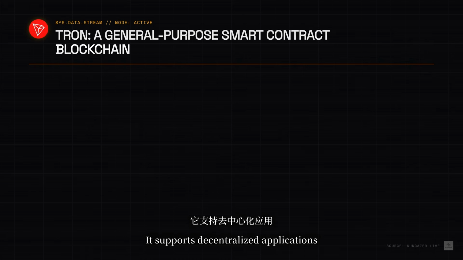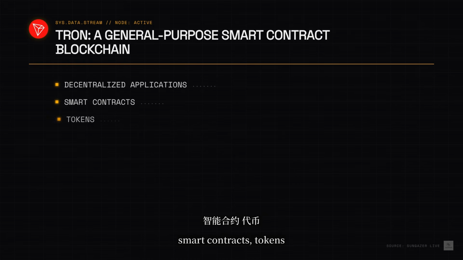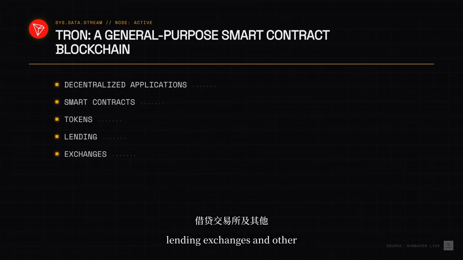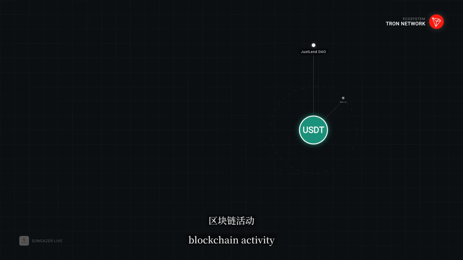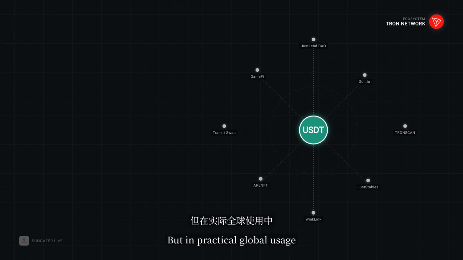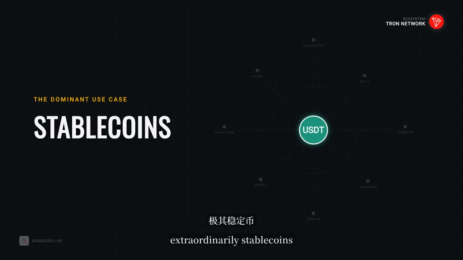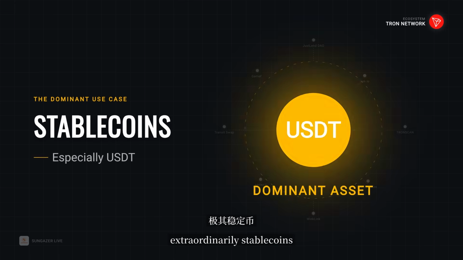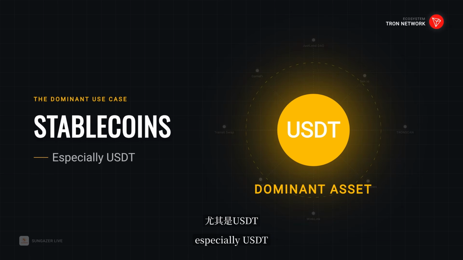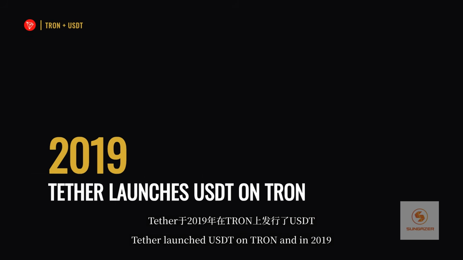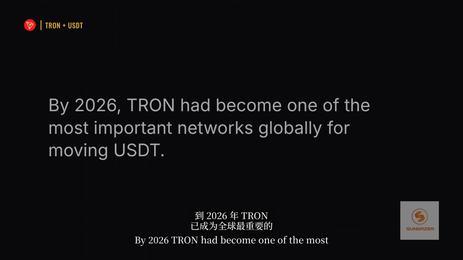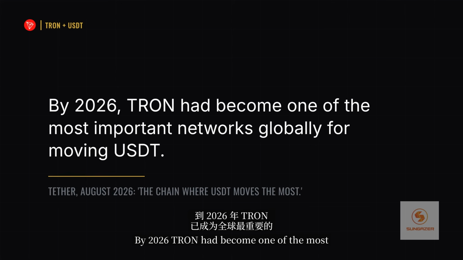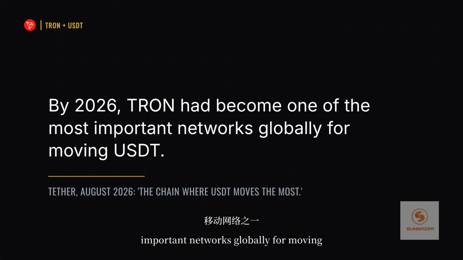It supports decentralized applications, smart contracts, tokens, lending, exchanges, and other blockchain activity. But in practical global usage, one application became extraordinarily important: stablecoins, especially USDT. Tether launched USDT on TRON in 2019. By 2026, TRON had become one of the most important networks globally for moving USDT.